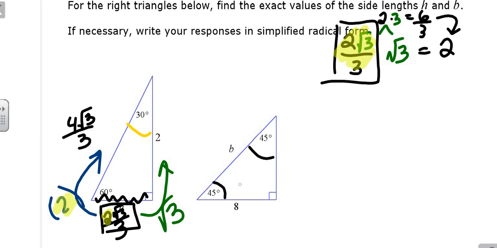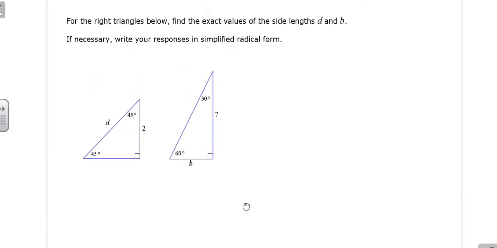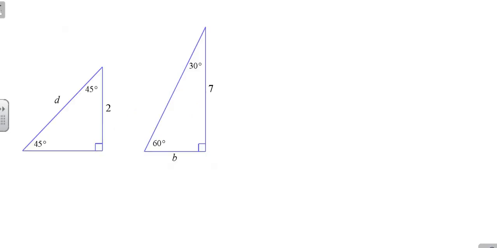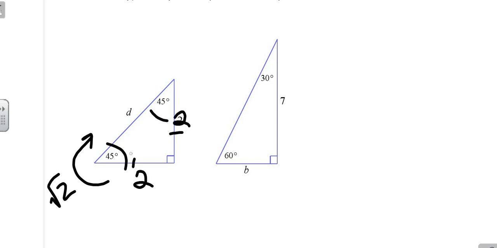45, 45, 90: leg, leg, leg root 2. So this reads, if that's 8, that's 8. 8 times root 2 is 8 root 2. One more example of each. 45, 45, 90: leg, leg, leg root 2. So this one, the legs are equal. So if that's 2, that's 2. Times root 2, that's 2 root 2.